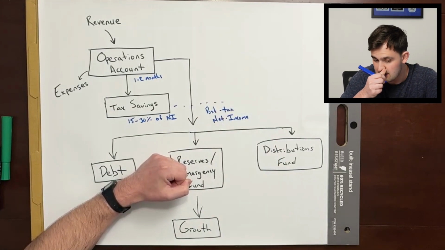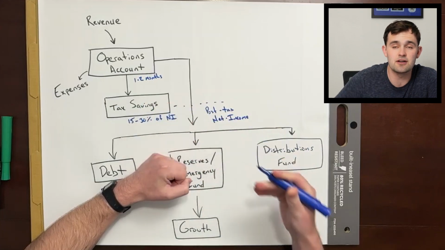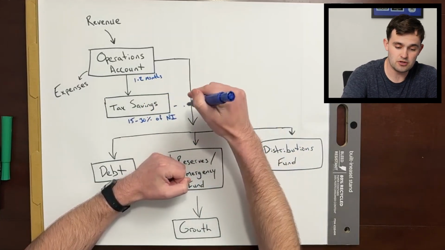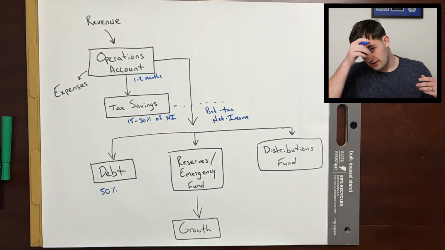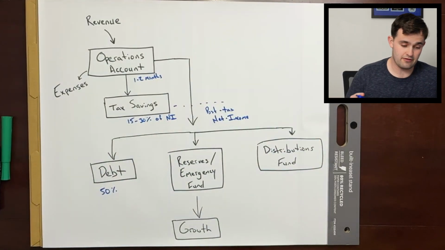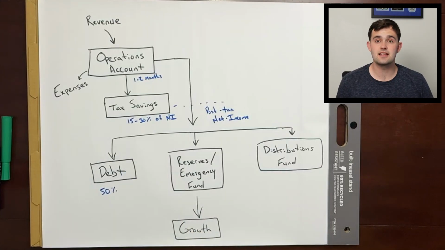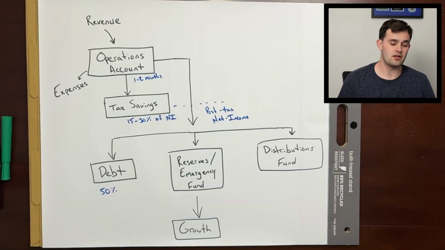And all that means is this is our profits after setting aside money for taxes. So below this little dotted line, we have the second level of the waterfall. Now, on the second level of the waterfall, we have 3 priorities. The first is going to be debt. So for businesses that have debt, we usually recommend setting aside somewhere around 50% of post-tax net income to making additional principal payments on that debt.